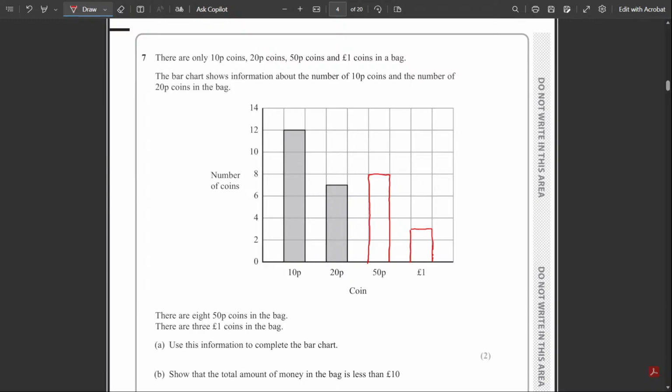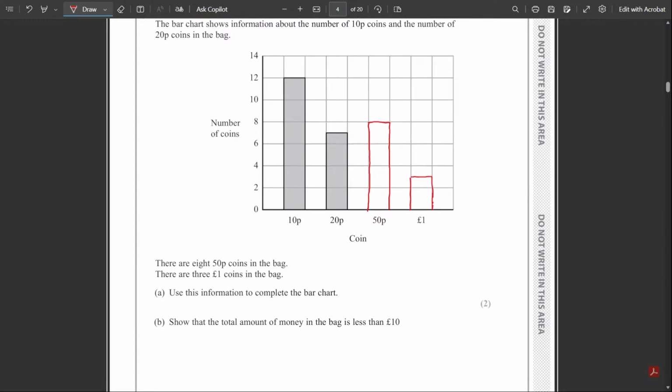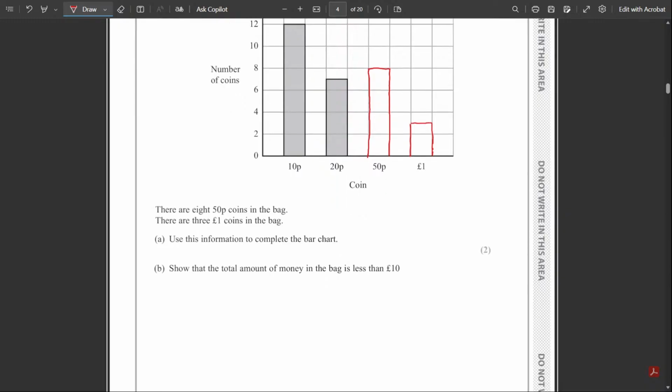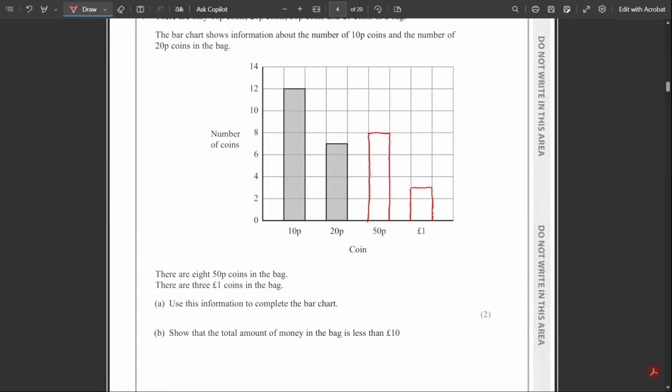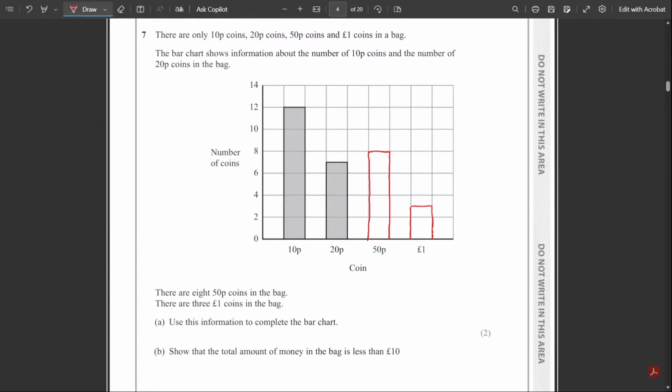Use this information to complete the bar chart, which we have already done, and show that the total amount of money in the bag is less than 10 pounds. So we're going to work out how much money in each category we have. So we go £1 and 20p.